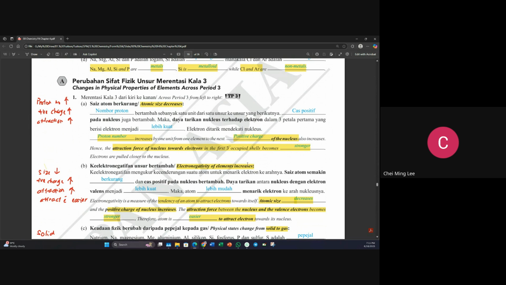Then the electronegativity of the elements also increases from left to right. What is electronegativity? It is the measure of the tendency of an atom to attract electrons. Because the atomic size decreases and the positive charge of the nucleus increases, the attraction force between the nucleus and valence electrons becomes stronger. That's why it's easier to attract electrons towards the nucleus. You understand? Okay, get this down.